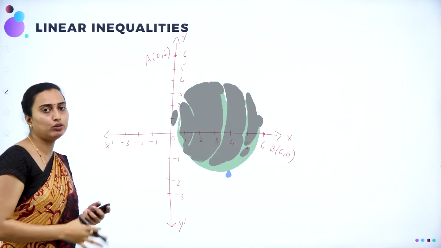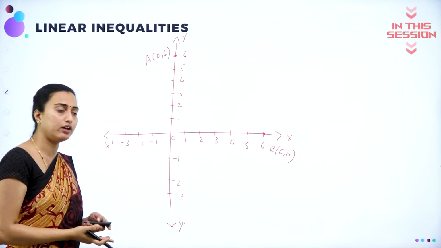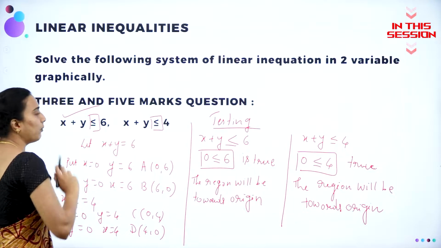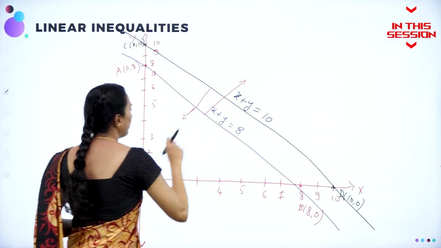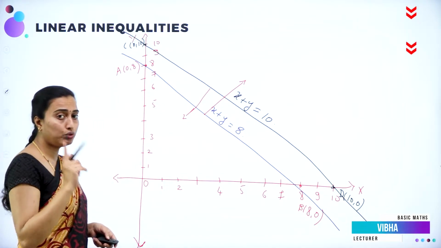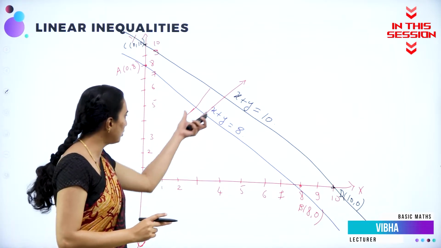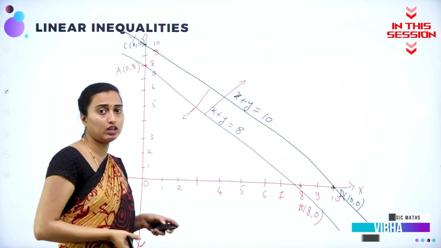You need to join those points by which line, solid or broken? If they have given the slack inequality, it is a solid line. If they have given strict inequality, it is a broken line, where both the lines are getting merged. So you need to mark the point in your examination, only the feasible region. Don't mark everything and let it go.